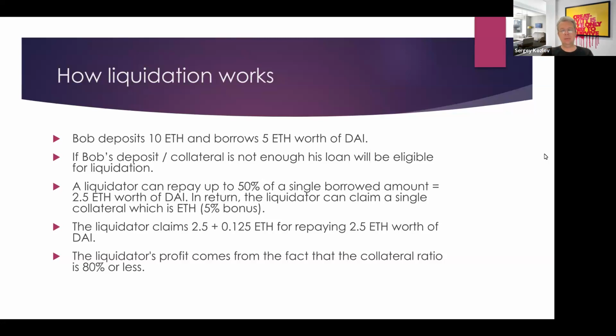And if we look at the DAI example, the MakerDAO protocol has this Dutch auction. Here it's much more simple. There are no auctions. You just come to the protocol, and if you are the first, you repay the loan and get the collateral with the discount. That's it.